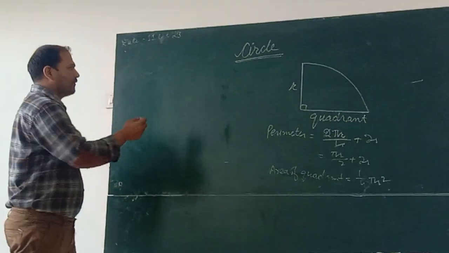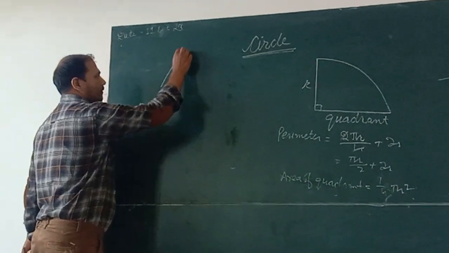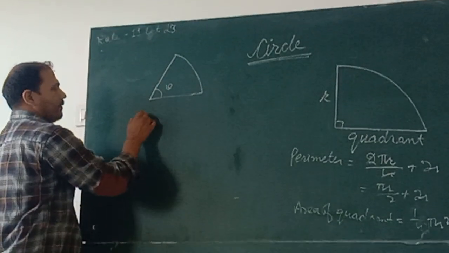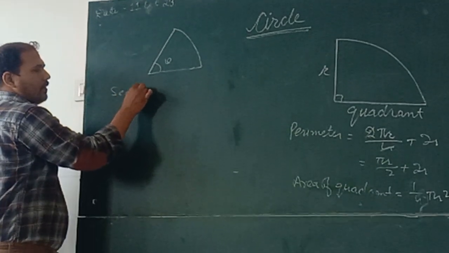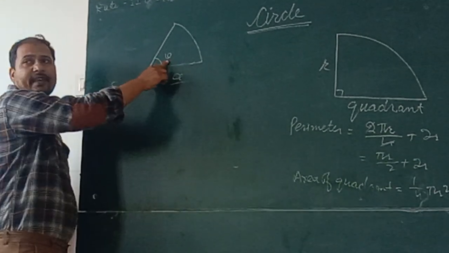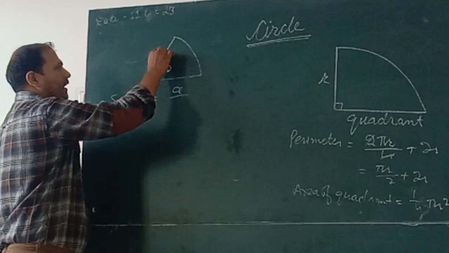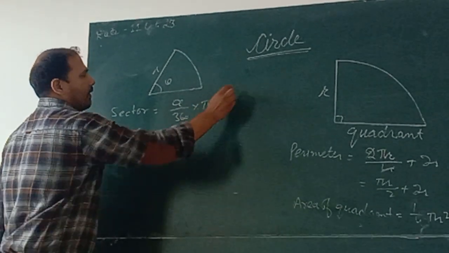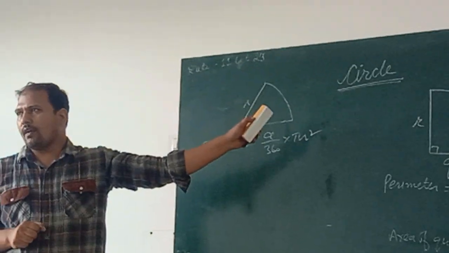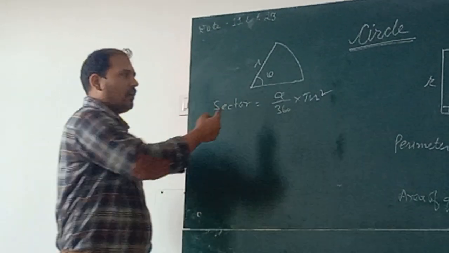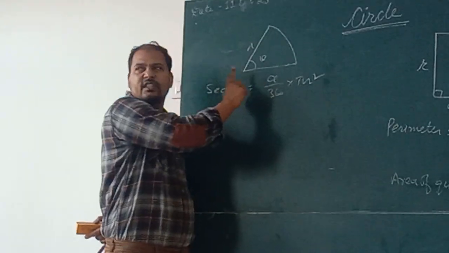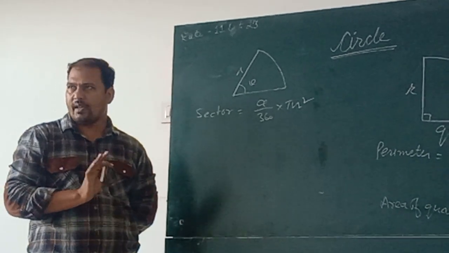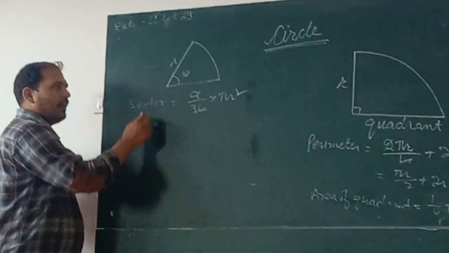Now, how to find the area of a sector? For the minor sector, the area is theta upon 360 into pi r square, where theta is the angle which you have been given. If you want to find the major sector, then you use 360 minus theta upon 360 into pi r square.